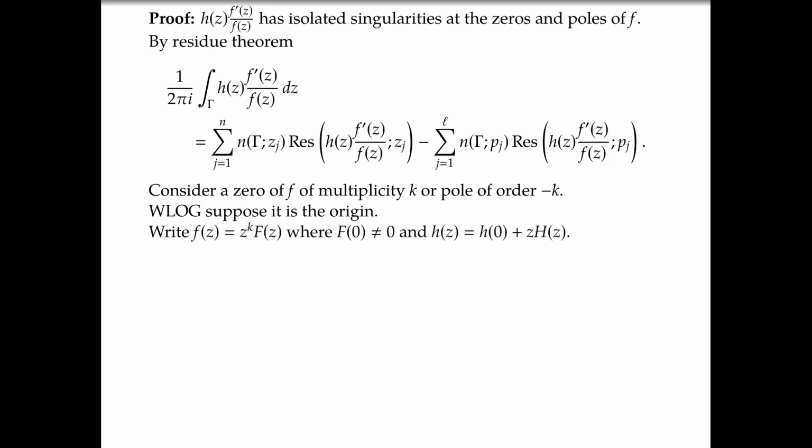And the way that we'll write it down is let f be, we're going to basically factor out z to the k. Now, if it's a zero of multiplicity k, you can write down this formula, z to the k times capital F of z, where capital F at 0 is non-zero, right? And similarly, if it's a pole, in which case k is going to be negative. So that's for f. And for h, what we do is we just pull out the value at 0, so basically we pull out the constant term in its expansion. So we write h of z as h at 0 plus z times something, right?